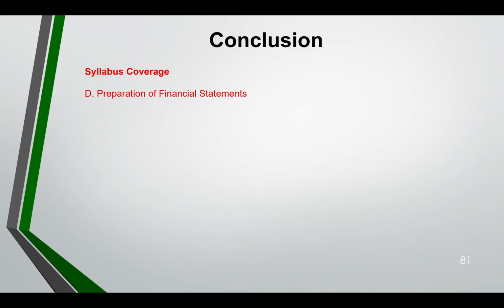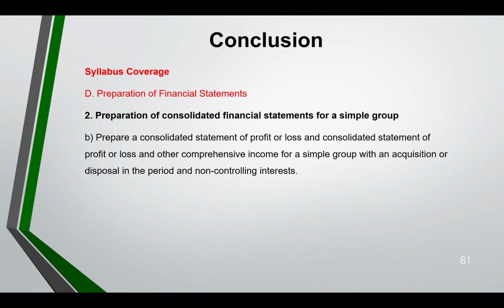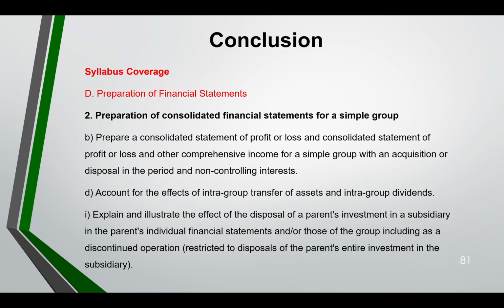Now, we are in section D of the syllabus, preparing financial statements. Here we are asked to prepare the consolidated statement of profit and loss. And we are supposed to account for intragroup transfer of assets and intragroup dividends. Then the effect of the disposal of the parent's investment in a subsidiary in the parent's individual financial statements versus consolidated statements, and also discontinued operation.